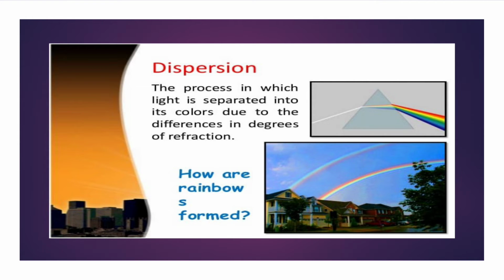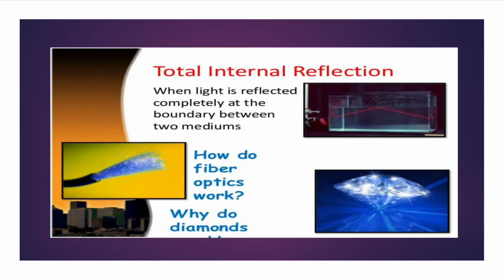Dispersion is the process in which light is separated into colors due to the differences in degree of refraction. An example is the rainbow. A rainbow is formed by dispersion of light. Total internal reflection is when light is reflected completely at the boundary between two mediums, and that is how optics works, and diamonds get brilliance due to total internal reflection.